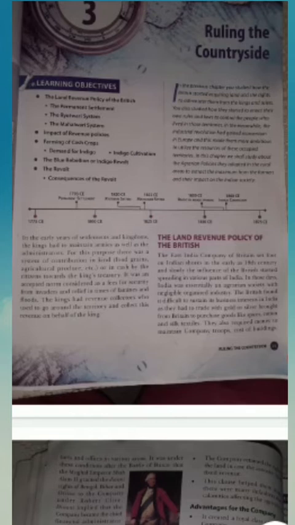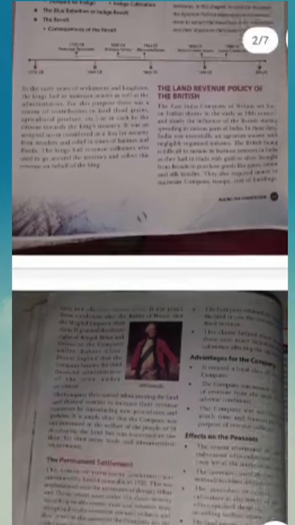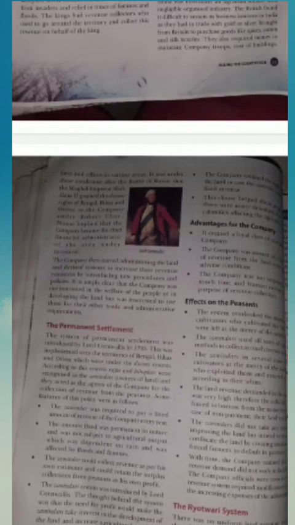So, the company started administering the land and devised systems to increase their revenue resources by introducing new procedures and policies. The first revenue system was the permanent settlement. The system of permanent settlement was introduced by Lord Cornwallis in 1793, and the main features were that the zamindar was required to pay a fixed amount of revenue to the company every year. The amount was fixed. The zamindar could collect revenue as per his own estimates and could retain the surplus collection from peasants as his own profit.